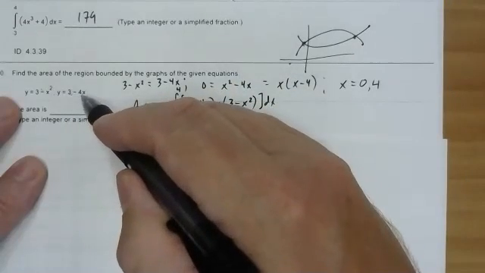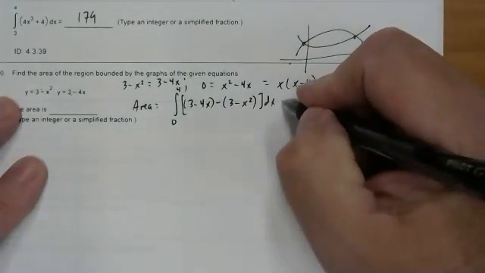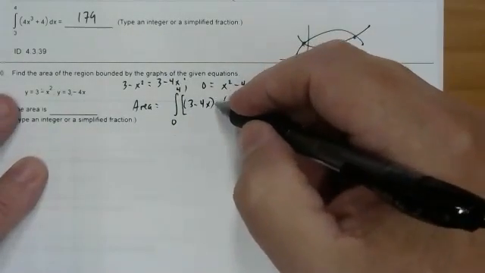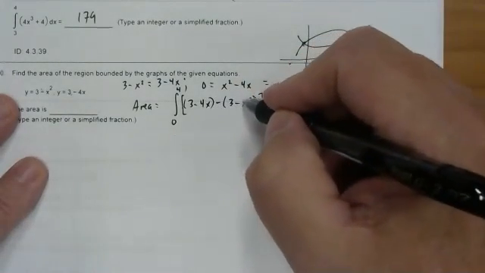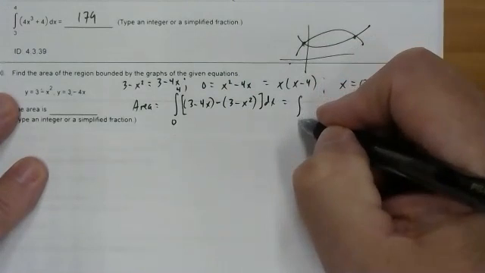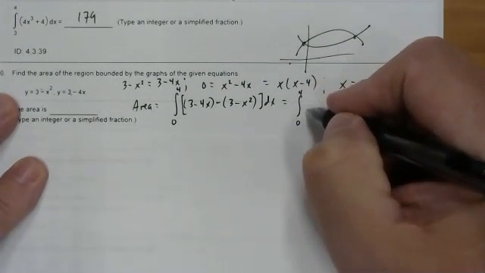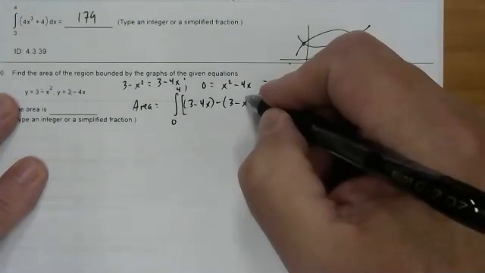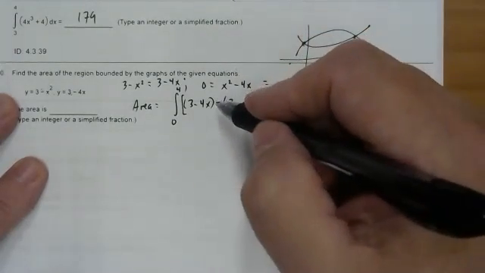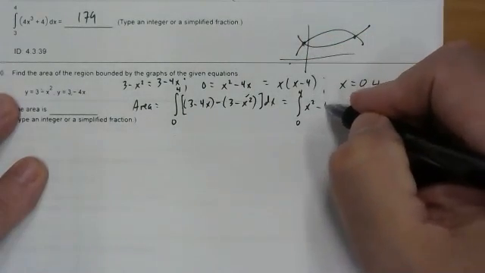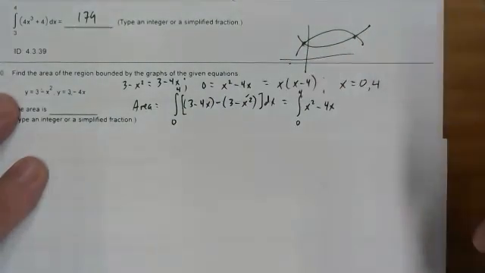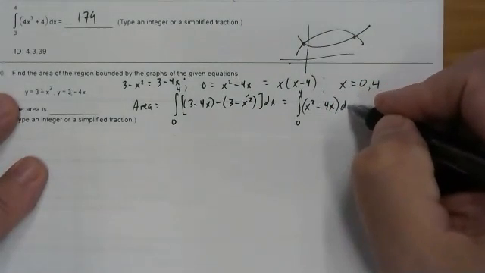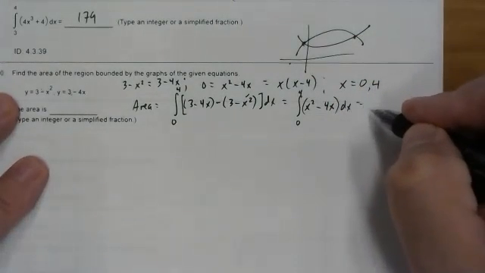Right, so I just took this function, this equation, minus this one. Now let me simplify it first before we take the integral. So I notice here a negative x squared, so it's going to be x squared, and then negative 4x, and then negative 3 and 3 cancel out. So this is my integral.